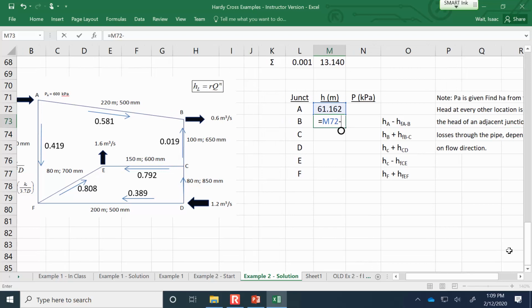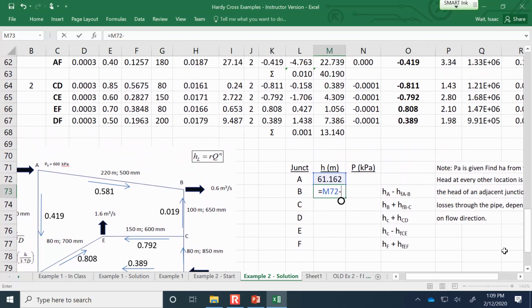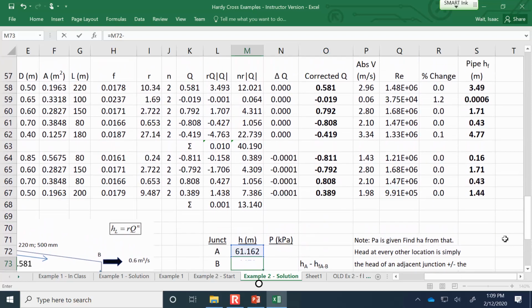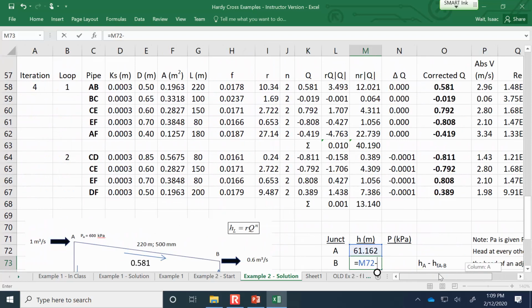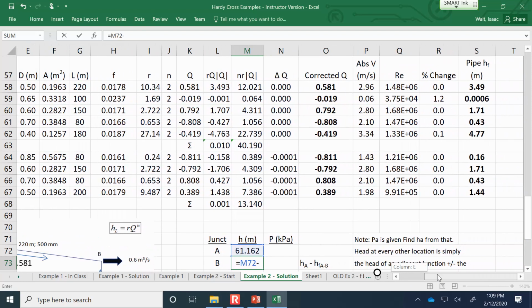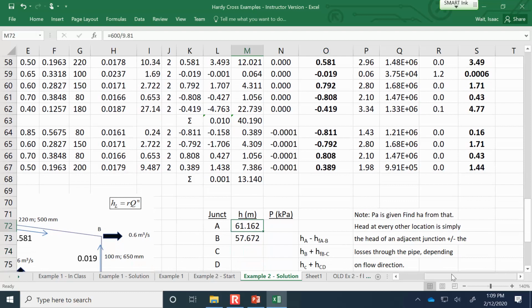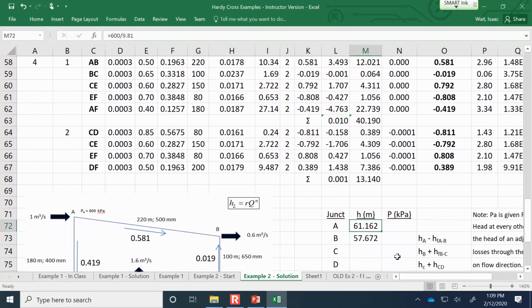So I want to find the loss through pipe AB. And so pipe AB was this one. So you can see here's pipe AB, and based on the flow rate through that, here's the head loss. And so the head loss tells me that if there was 61.1 meters of head at A, then the head at B is just going to be the head at A minus the loss between the two pipes.